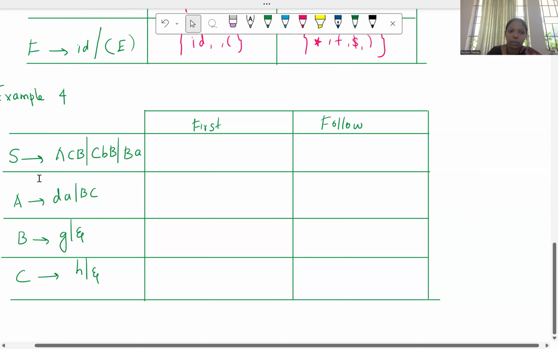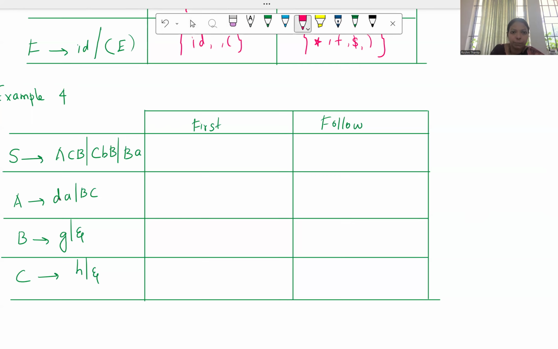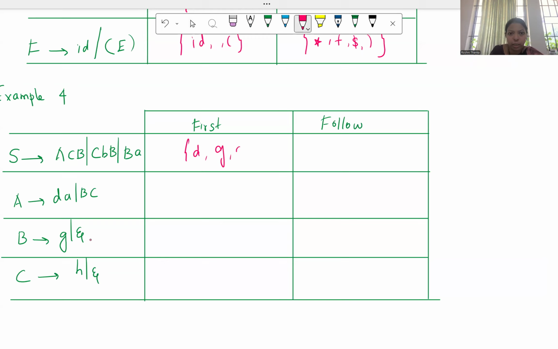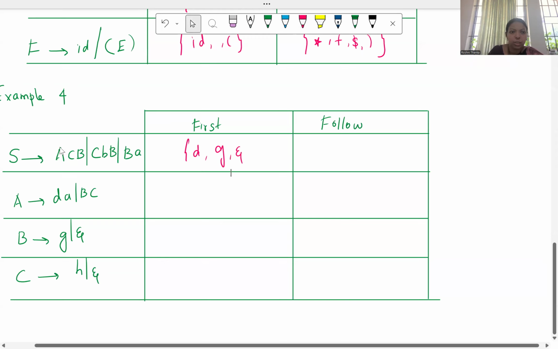So we have to go further to A. Go to A and see, one option is D. So D. And A also has another option, that is B. So when you come to B, B can be G or epsilon. So I can write G or epsilon, right? So for this production we completed.